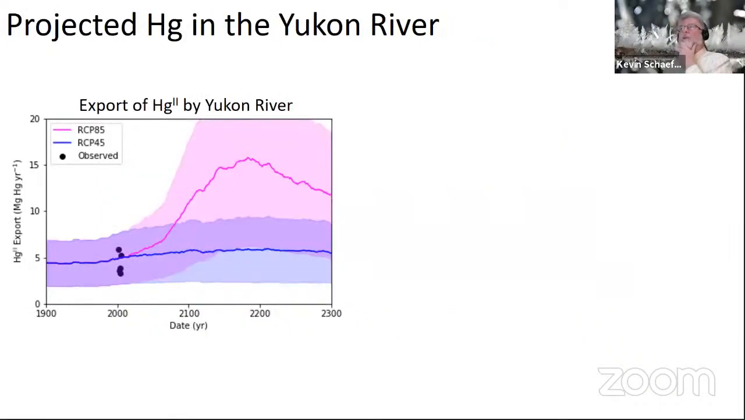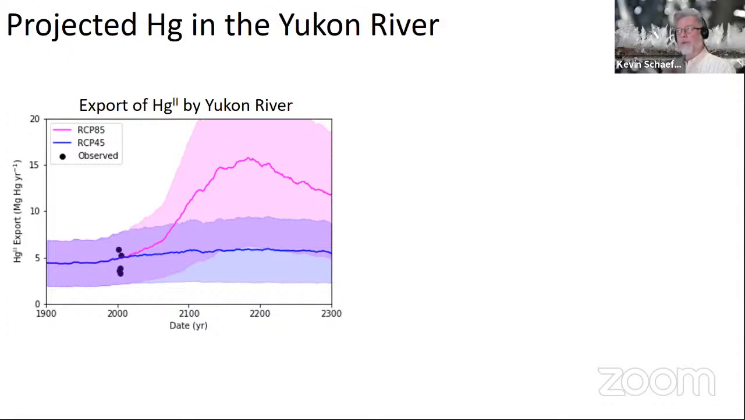So now let's take a look at the Yukon in detail. Now, on the left here, we have the export of aqueous mercury by the Yukon River. On the horizontal axis, you've got date out to 2300. And the vertical axis, you've got the export in megagrams of mercury per year. So this is all exported right into the Pacific Ocean. And you see the dots there represent observed values. People have actually observed this. And our model is looking pretty good. We got a big uncertainty bar, but we fall right in the middle of the observed values, which is very encouraging for a modeler, I'll be honest.